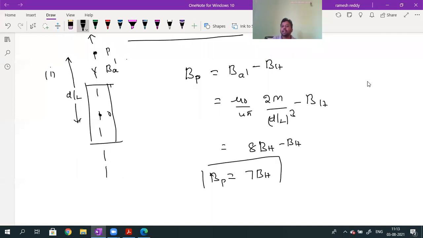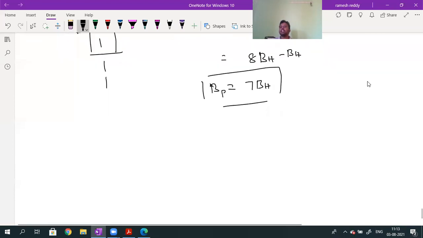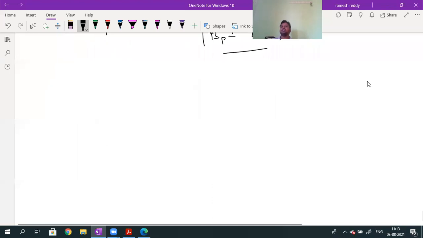Where is the point P lying, on the axial line or on the equatorial line? Point P is lying on the axial line. On the axial line at a distance of d by 2 from the center, what is the resultant magnetic field induction value? It will be 7 into BH, same as last time.